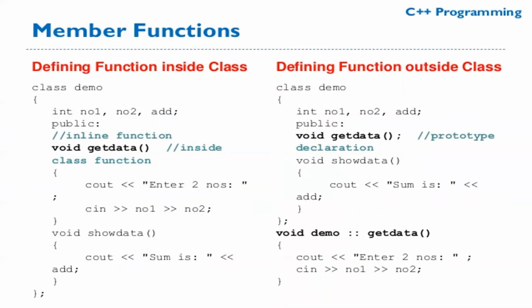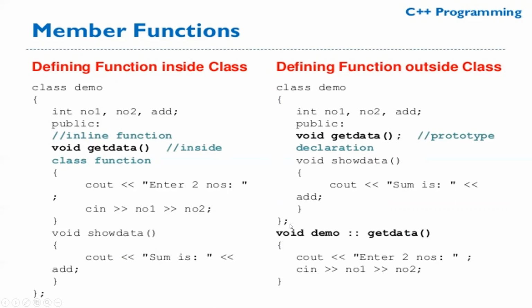Again one more example I got. I had written one more example here. int number 1 number 2 add, these are the 3 data members जो private हैं. publicly हमने get data लिया है inside the class, और show data लिया है वो भी inside the class है. ठीक है, so this is an example of defining the function inside the class. और यहाँ पे एक function inside the class है, एक function outside in declare. So void get data, just a prototype declaration. इसका definition is given outside the class.